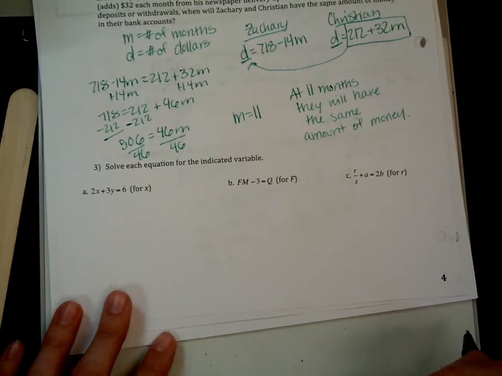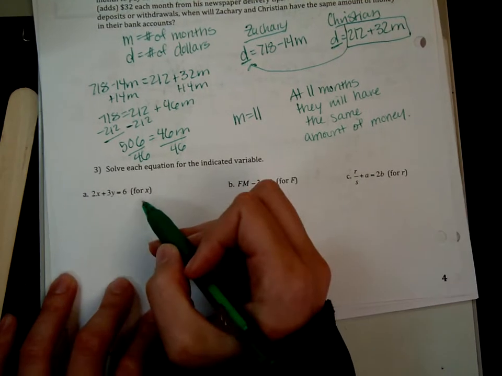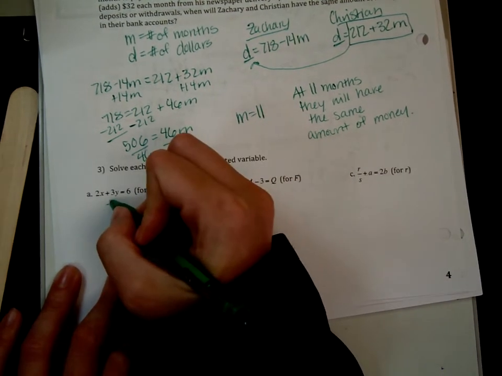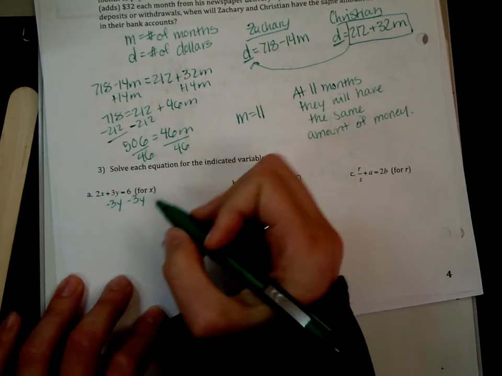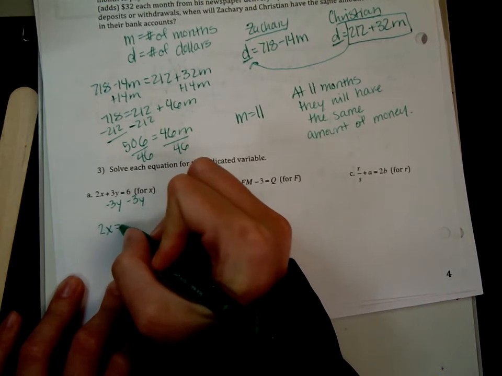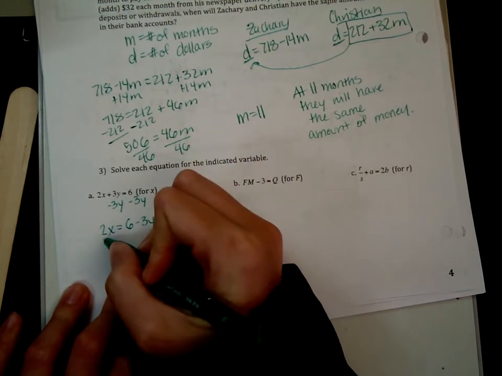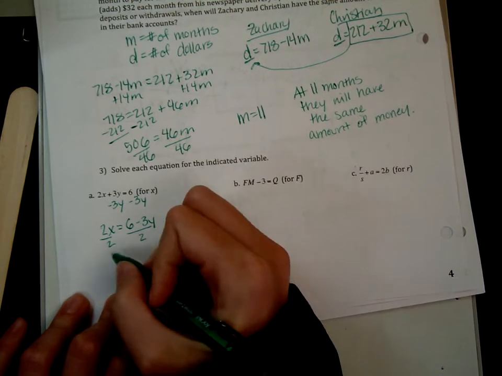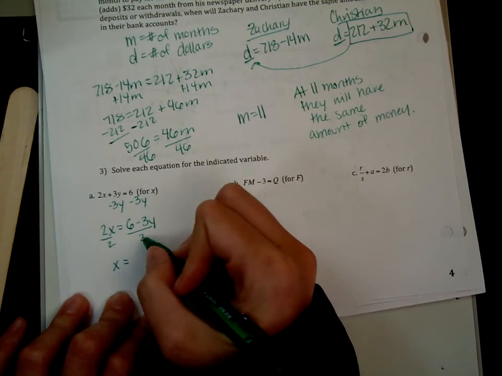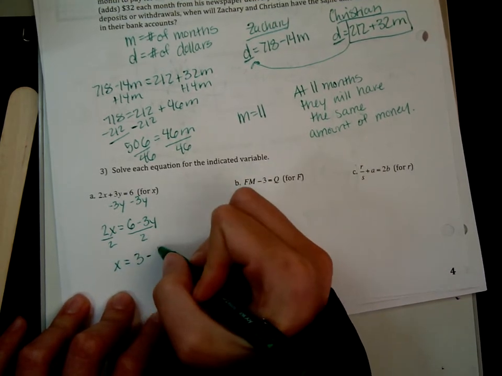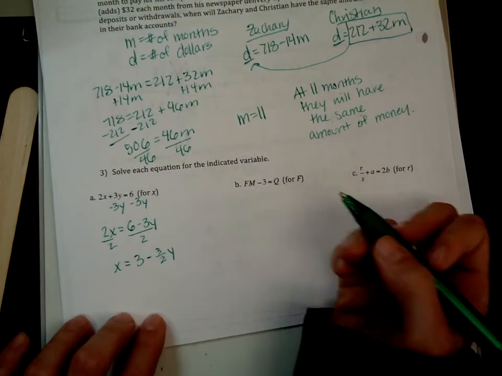Solve each equation for the indicated variable. So we want to solve this one for x. So I'm going to subtract 3y on both sides first. And we get 2x equals 6 minus 3y. Then divide by 2 on both sides. And we get x equals 6 divided by 2 is 3 minus 3/2 y.